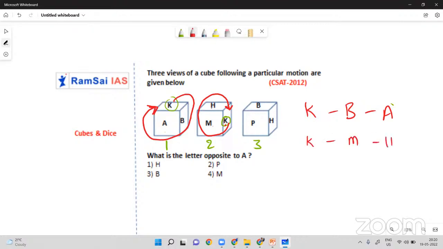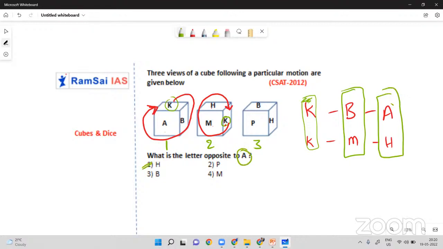We got the answer. See, when we have a common face, it means M and B are opposite to each other, A and H are opposite to each other. What is opposite to A? That is H. Option A will be the answer. How simple the model is.